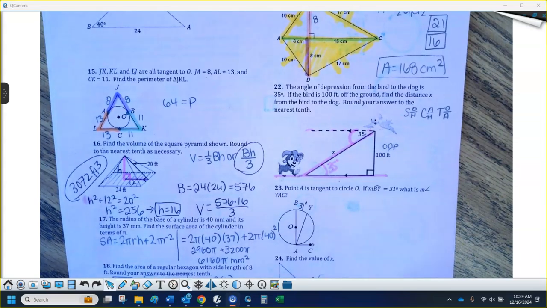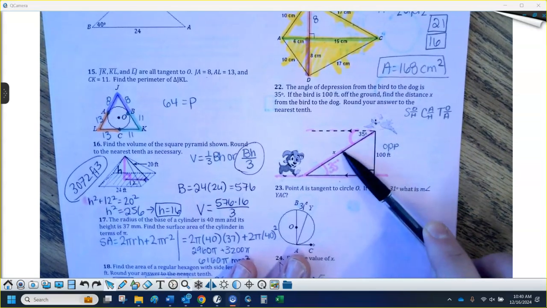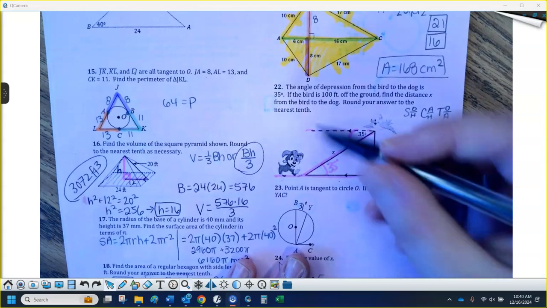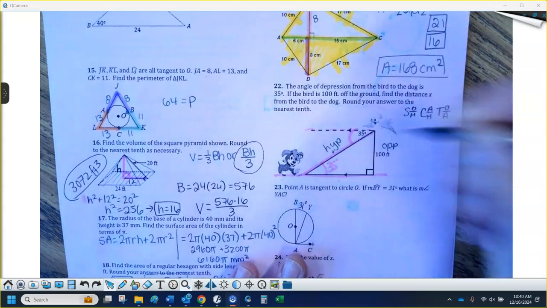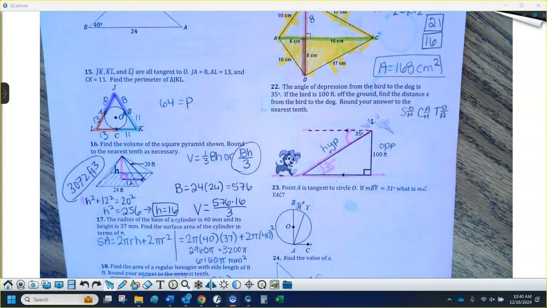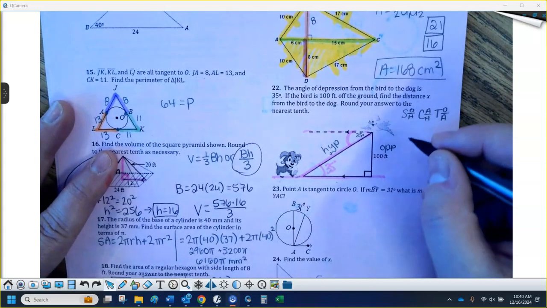So the adjacent and the hypotenuse look like they're the same because they're both attached to the angle. The way to tell the difference, the hypotenuse has to be across from the right angle, so x has to be the hypotenuse. It is attached to the angle, but it is the longest side there. And if you're doing angle of elevation or depression between the two objects, that side in the triangle will be the hypotenuse. Okay, so opposite hypotenuse is going to be sine.